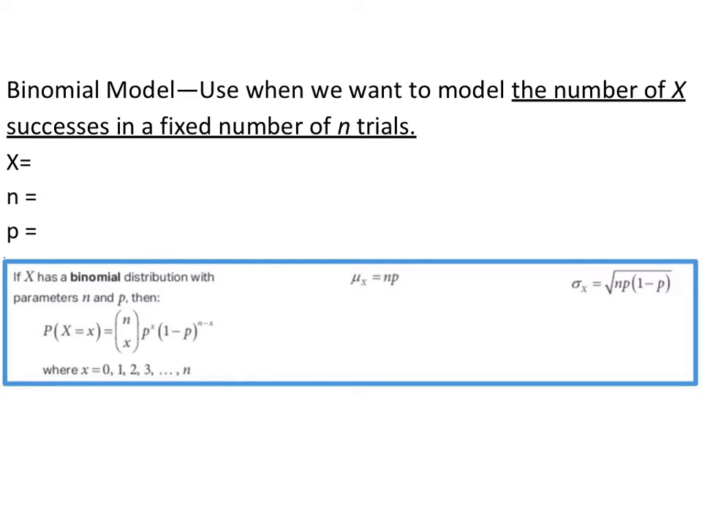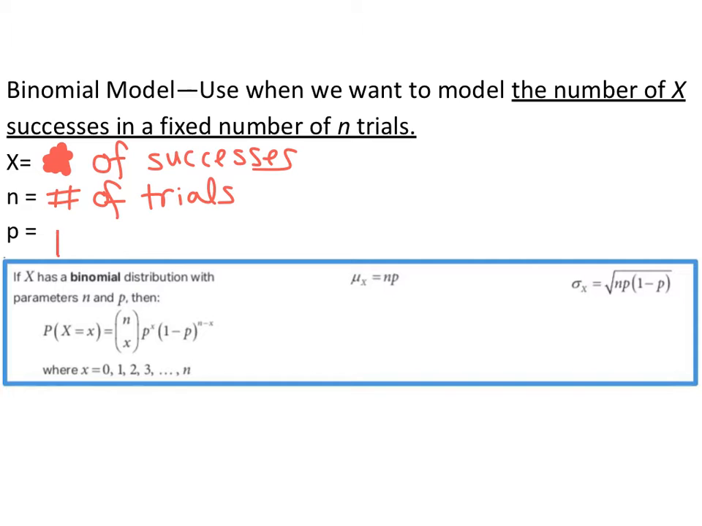So as I've just mentioned, we use a binomial model when we want to model the number of X successes in a fixed number of trials. So again, X is our number of successes, and N is the number of trials. And P is the probability of a success.